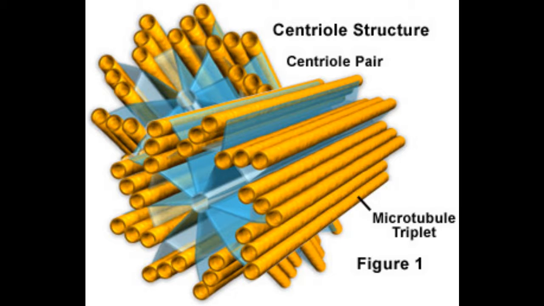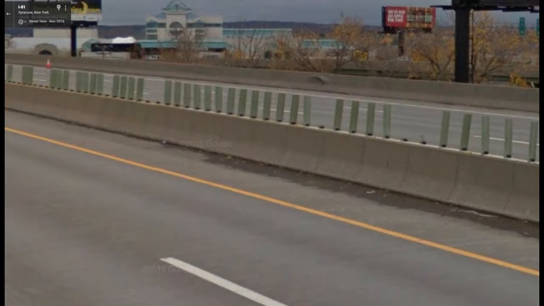Centrioles are organelles that occur in pairs and produce spindle fibers that help in cell division. Centrioles are like highway dividers because highway dividers assist in the division of the highway, similar to how centrioles help in the division of the cell.